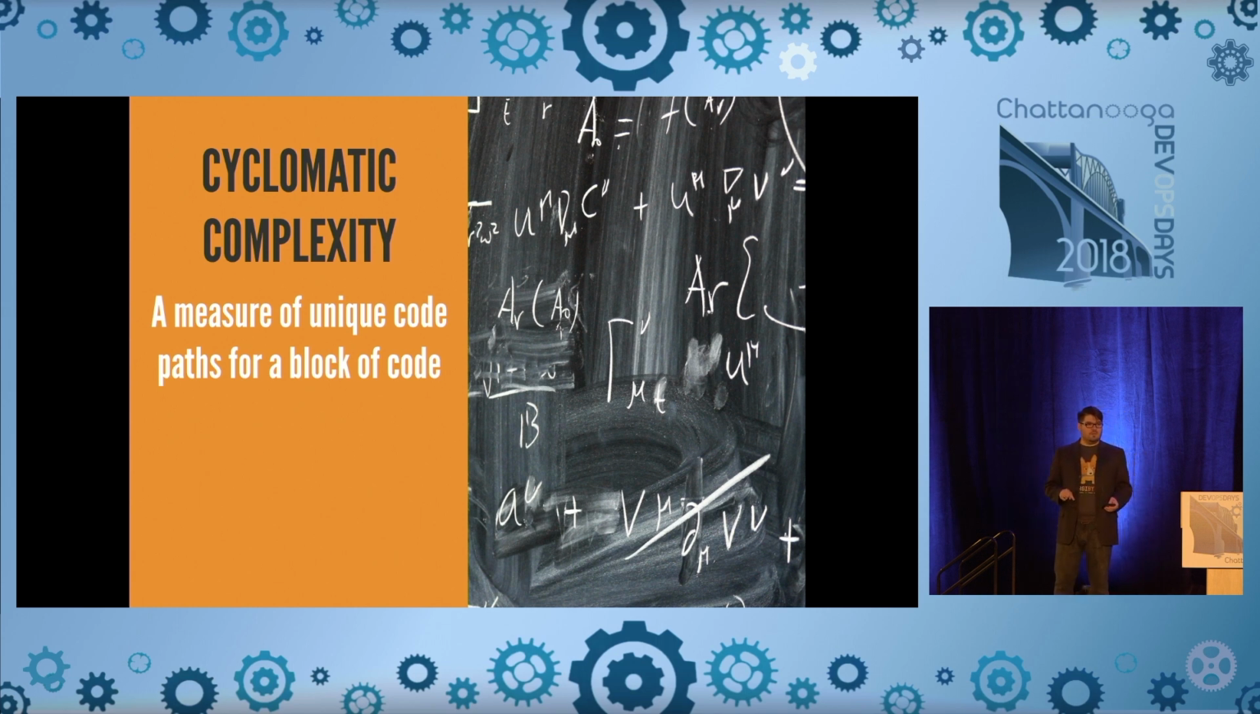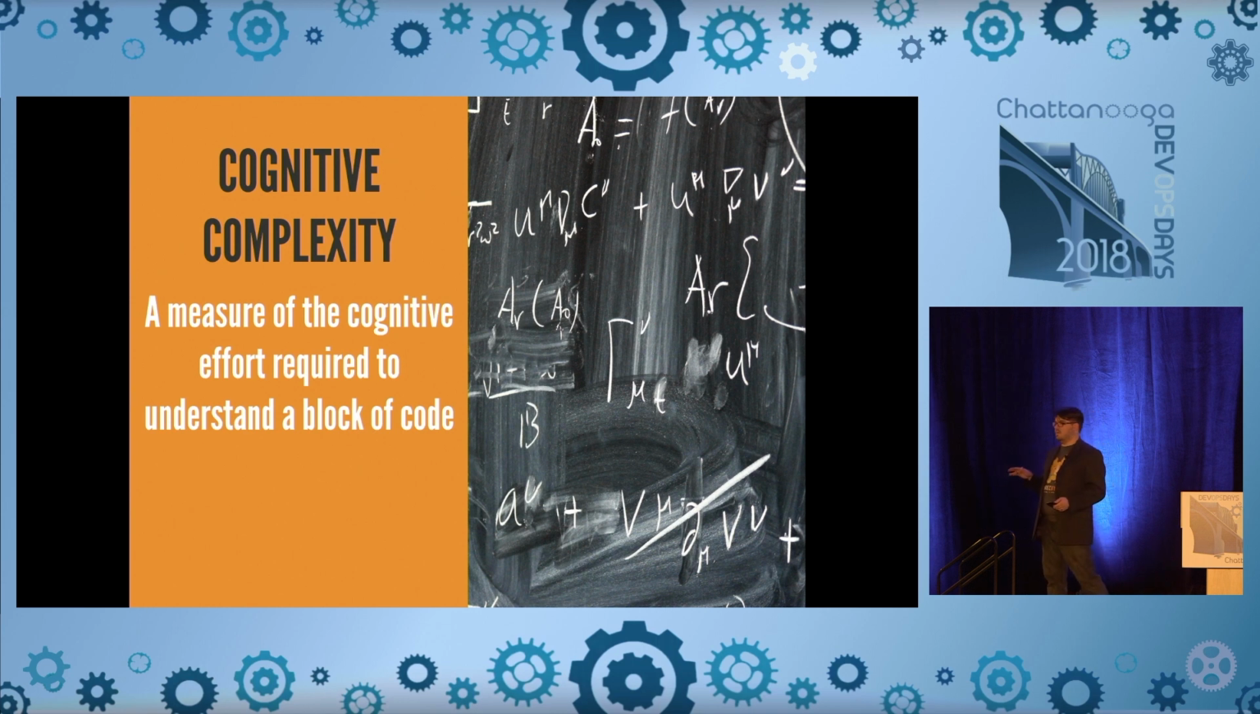SonarQube has done some work, and they've put a proposal forward for cognitive complexity. They have a really good white paper out that I encourage you to take a peek at if you're interested. It's meant to be a measure of the cognitive effort required to understand a block of code, which is a little bit different than cyclomatic complexity, which is the number of independent code paths.